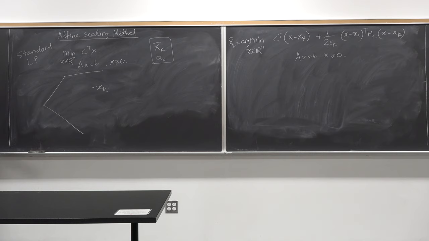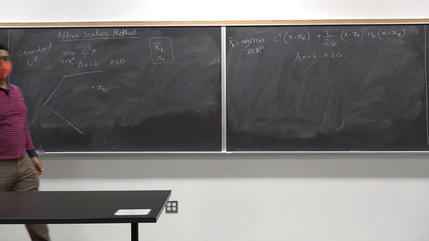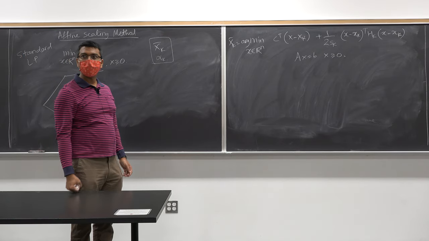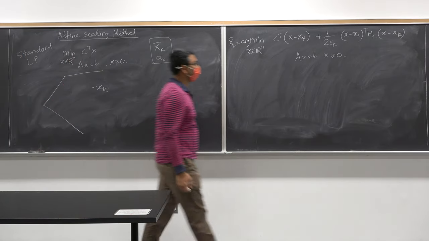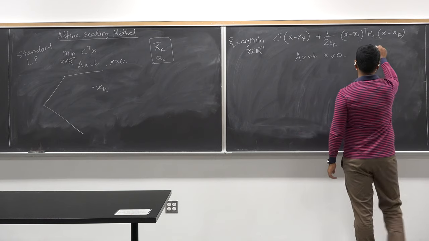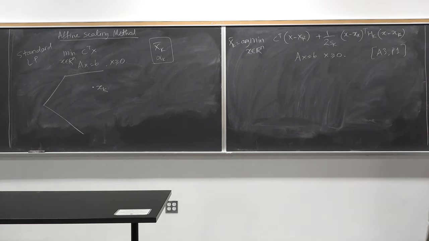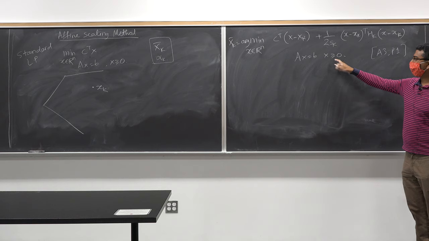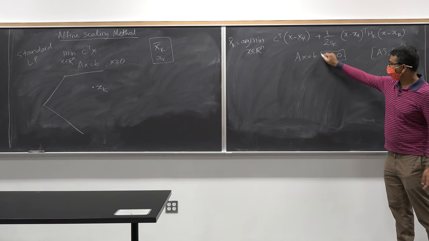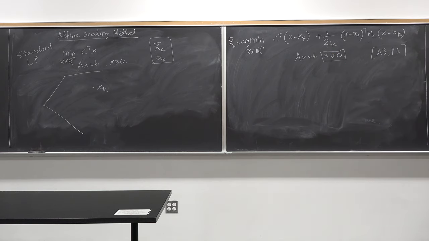Have you seen this problem before? Have you solved this problem before? Or something very similar to this? Okay, so this is your assignment 3, problem 1. So you actually, in assignment 3, problem 1, you're trying to solve a problem of this type, except for the fact that you didn't have this particular constraint in your assignment. But now we have this constraint. So what should we do?